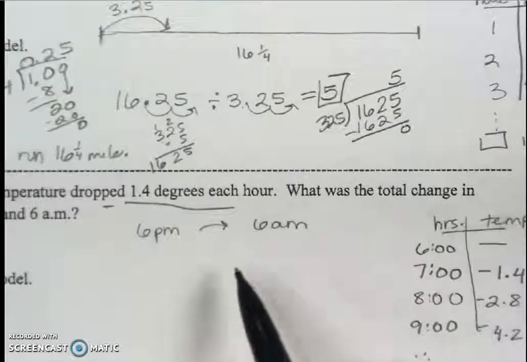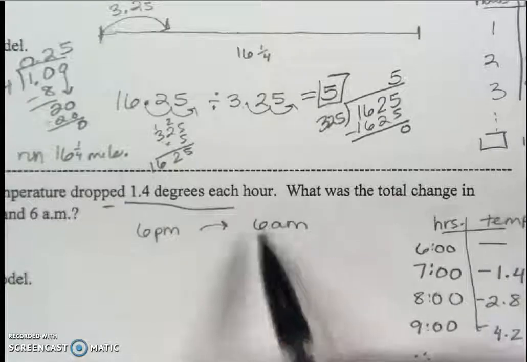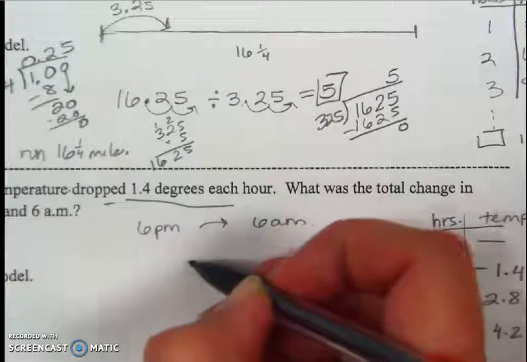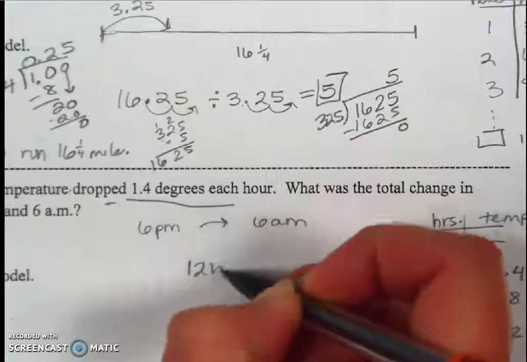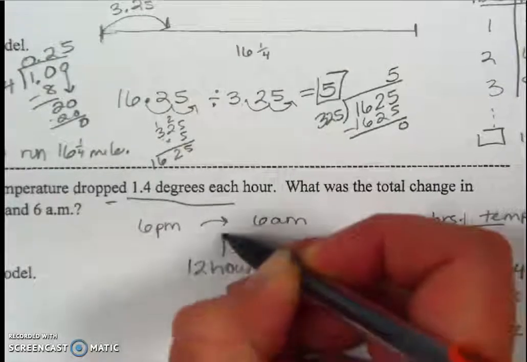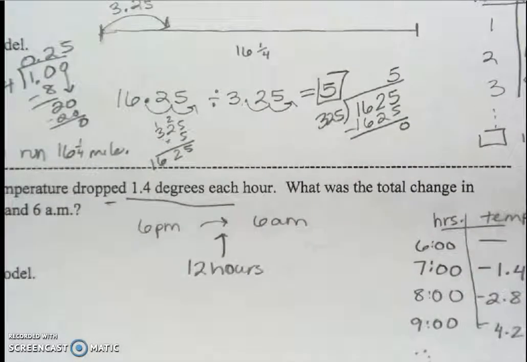All right, so how many hours are between 6 p.m. and 6 a.m.? Hopefully you already know that answer. It's going to be 12 hours in between there. 12 hours between 6 a.m. and 6 p.m. or vice versa. So how many degrees did it end up dropping if it dropped 1.4 degrees every single hour?